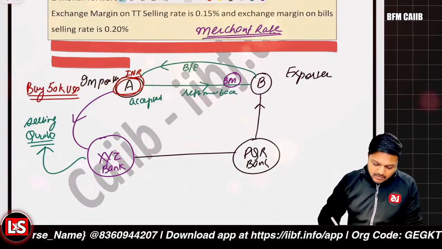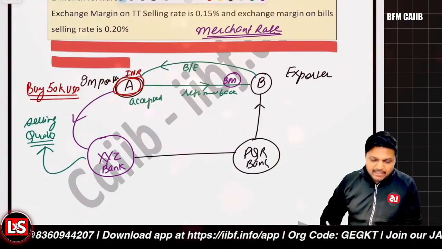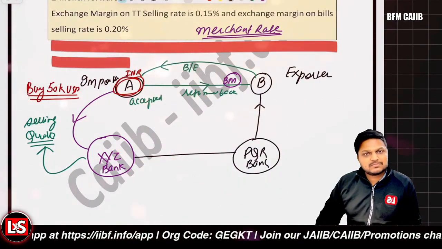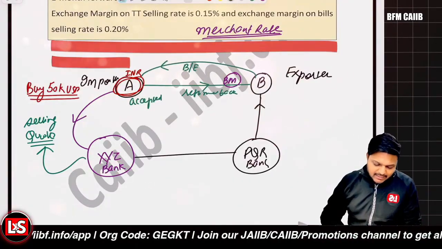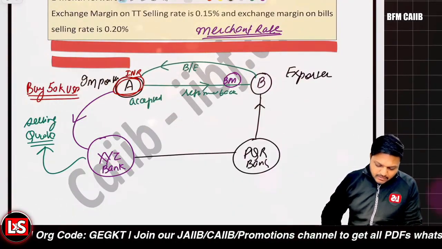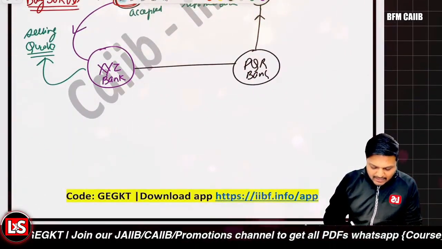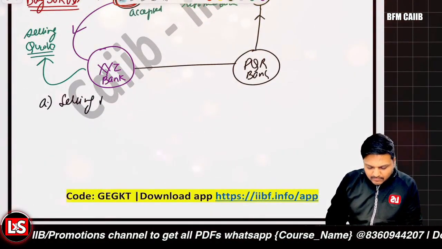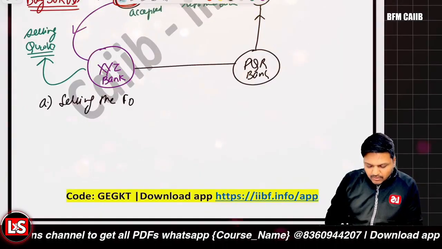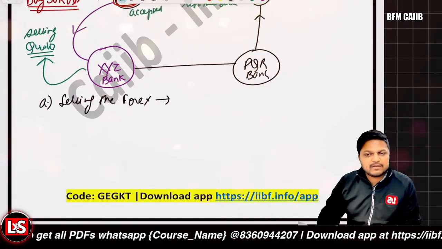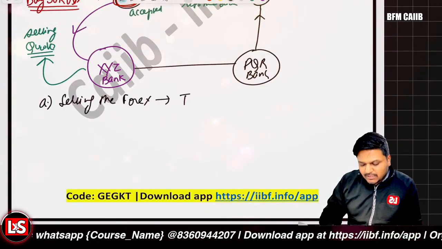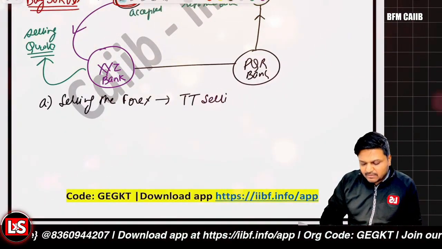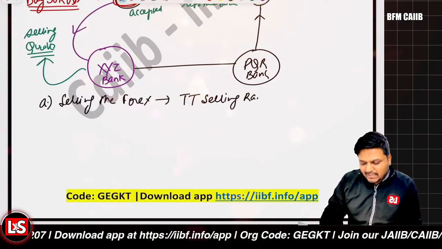Why? Because XYZ Bank simply would be debiting the Nostro account and crediting it to the customer's account. That's it, right? So it's a TT rate which will be applicable for the selling of the USDs. I can write over here that the first part is related to selling the foreign currency, or selling the Forex. That's the first leg. In that scenario, the TT rate would be applicable and the quote given is the selling quote. So it's the TT selling rate which will be applicable.